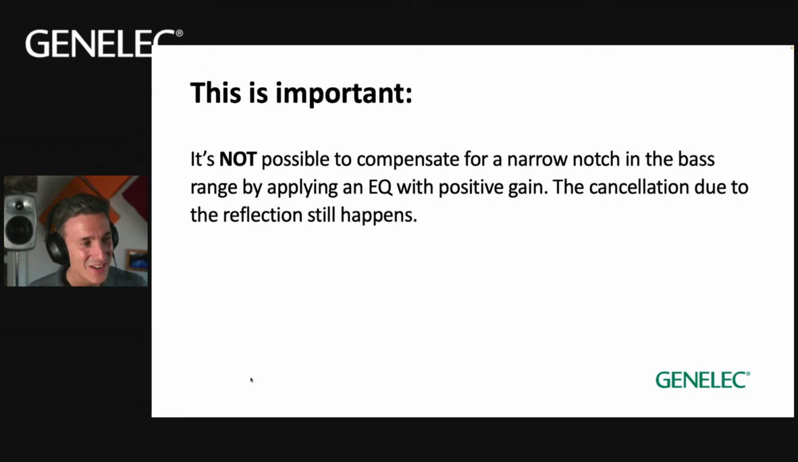And I know that there are software solutions that somehow show you before and after, and you had a deep notch, and then they apply positive gain, and then the graph says, now it's gone. This is not true. Just use Room EQ Wizard and measure yourself after calibration. It's not possible. The only way to deal with that is to find a better placement of the speaker or to use acoustical treatment that is effective in that range.